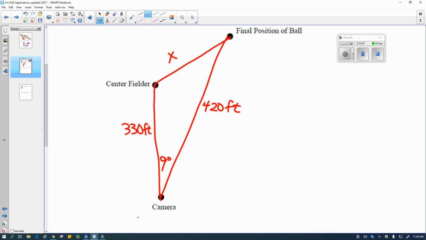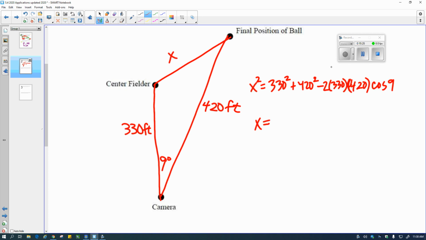And so again, it's just going to be a matter of setting this up. So I'm going to set it up using my law of cosines. The side I'm looking for, that side squared, I should say, is equal to 330 squared plus 420 squared minus 2 times 330 times 420 times the cosine of 9.